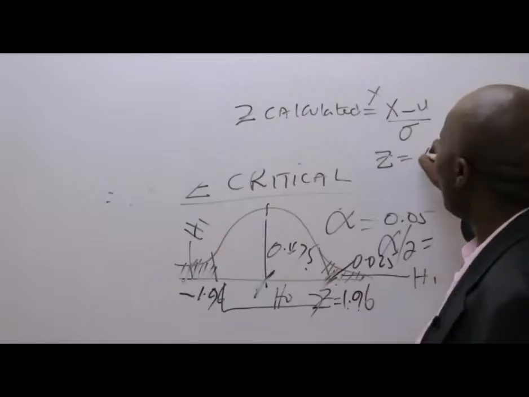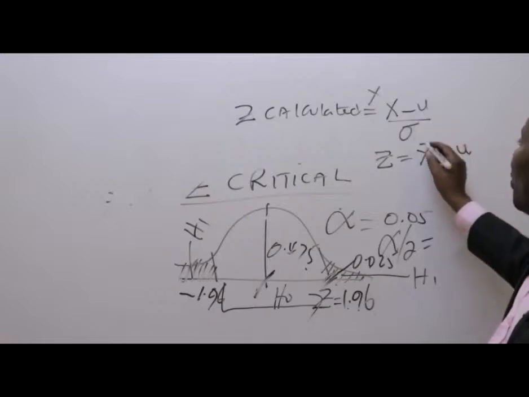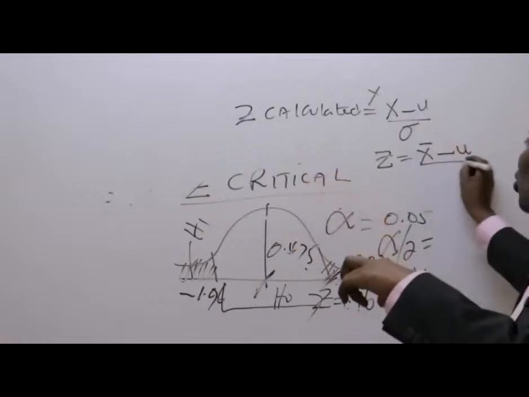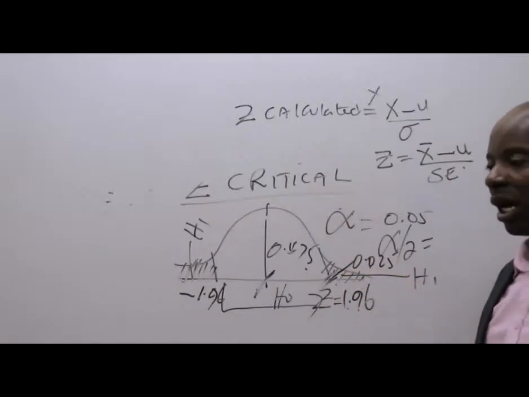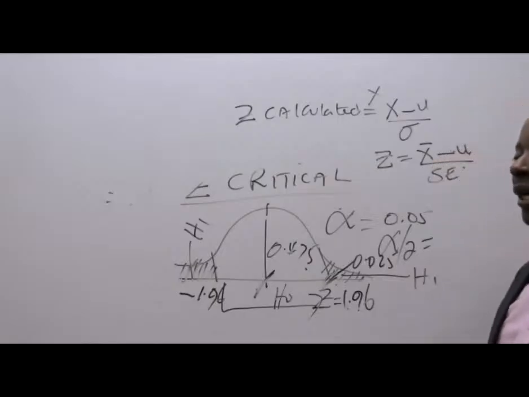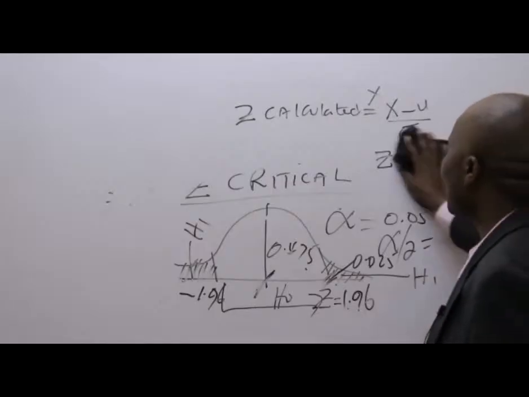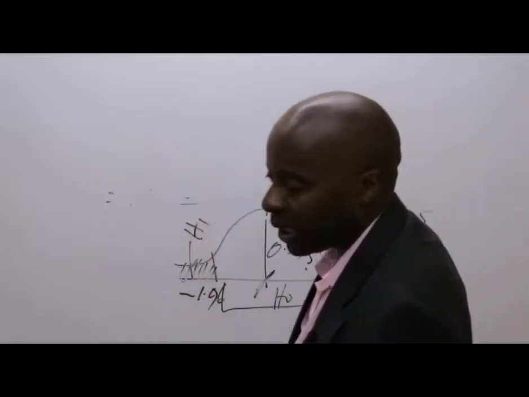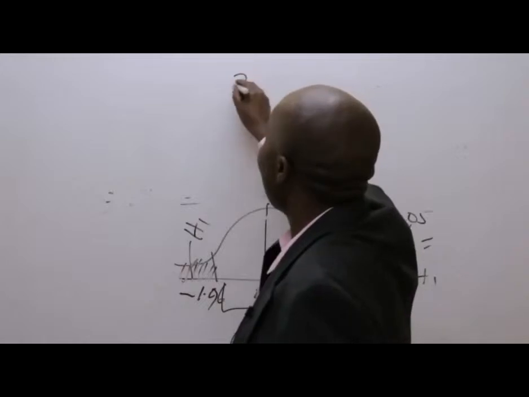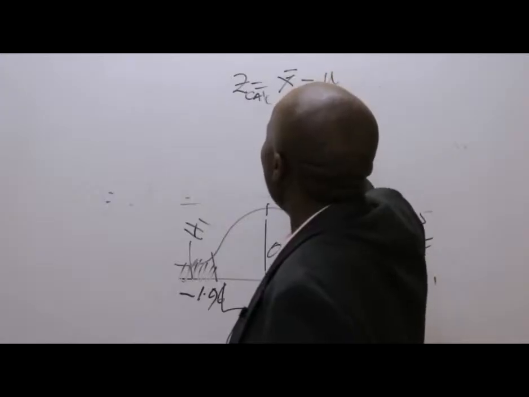Our Z calculated will be X bar minus mu. Because here we are working with X bar, many samples, we talk about what we call the standard error. So please write that: our Z calculated is X bar minus mu divided by standard error.